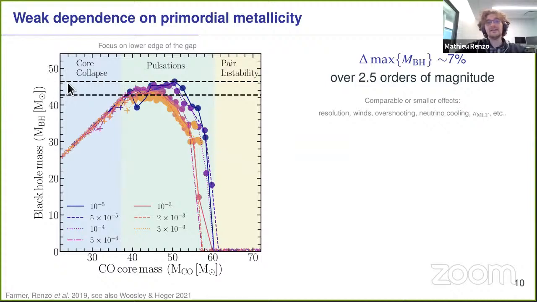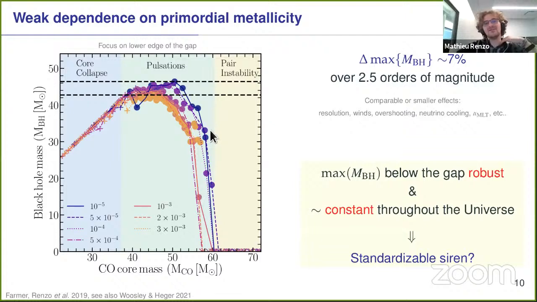So even this is an important result, because it tells us that the maximum mass of black holes below the gap is not sensitive to where and when the black holes were formed in the universe. Which might mean that if you're able to standardize these, we might be able to use this feature in the black hole mass distribution to do cosmology as a standard siren, as opposed to standard candles like supernova 1As.